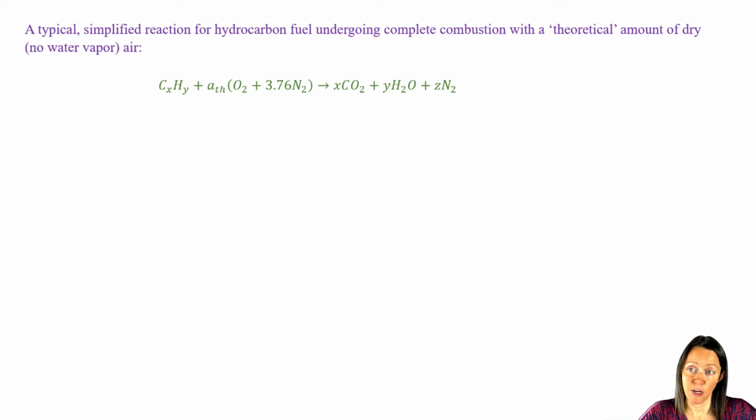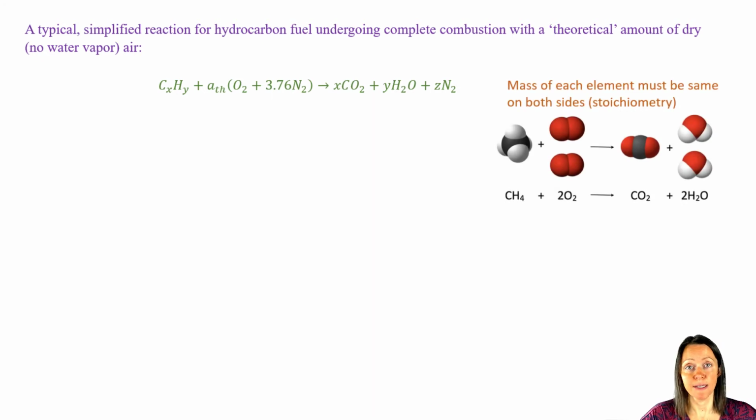Then on the right-hand side, you've got your products of combustion. And the X, Y, Z are coefficients that you're going to have to solve for, because the mass of each element has to balance on each side. If you started out with 4 hydrogen on the left-hand side in your reactants, on the right-hand side in your products, you have to still have 4 hydrogen. So you can see you've got CH4, so you've got 4 hydrogen. And then on the right-hand side, you've got 2 water molecules, and on each one of those water molecules you've got 2 hydrogen, so 2 times 2 is 4.